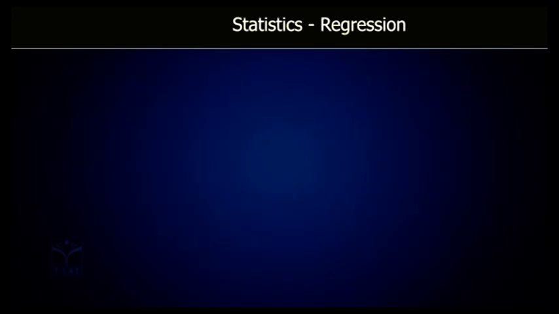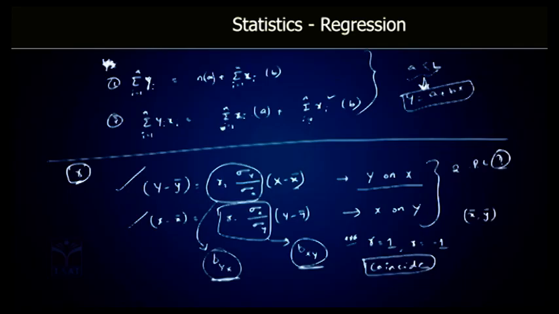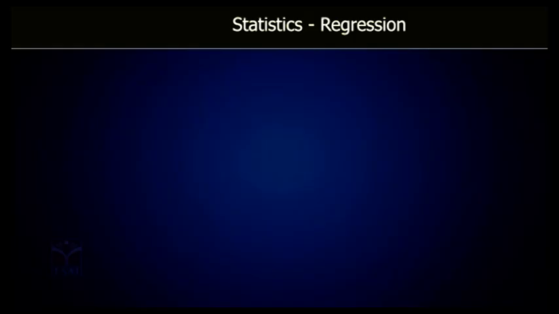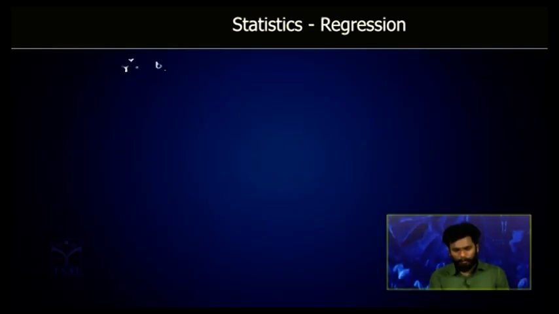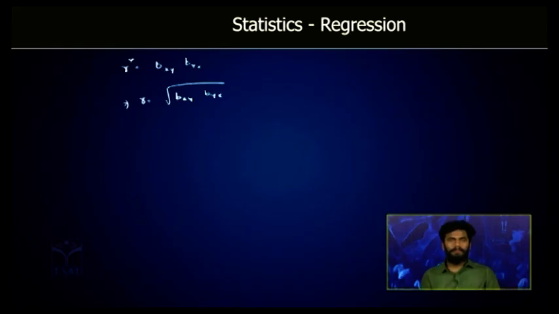Now we will see what is the relation between the correlation coefficient r and the regression coefficients byx and bxy. r square is equal to bxy into byx. We can also write it as r is equal to under root bxy into byx. We can say that the correlation coefficient is the geometric mean of the regression coefficients.